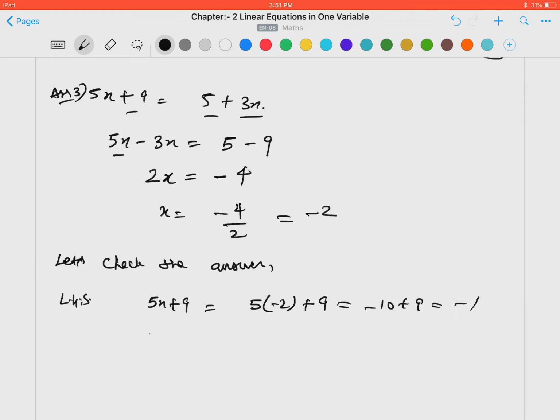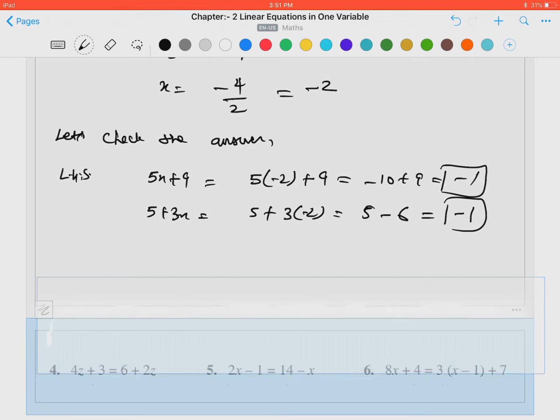On the other side we have 5 plus 3x, so we have 5 plus 3 into x. This minus 2 into 3 will result into minus 6, result is again minus 1. So as you can see, both side terms are equal, so the result is correct. x is equal to minus 2. That's how we solve this equation and then check the answer.